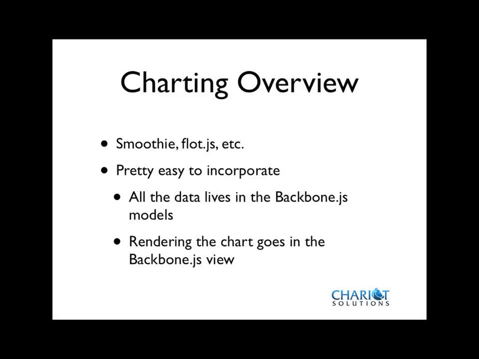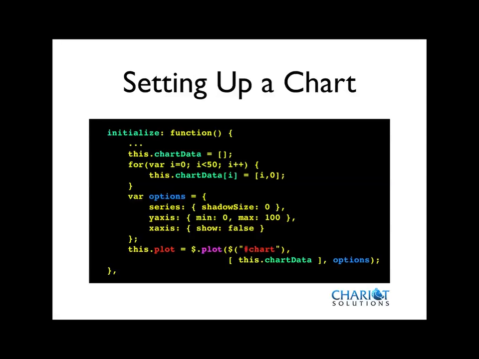There are some great JavaScript libraries out there that are very easy to incorporate, and we can use them with Backbone. We just put the data in a Backbone model. We put the chart rendering in a Backbone view. So setting up a chart, this is in the Backbone model. What we're doing is just adding an array of chart data points. So we'll track 50 points. And then we set up the chart. We've added a new div to the HTML page with the ID chart. So you just tell the charting library which div it ought to render into, give it some options, and give it its data set.